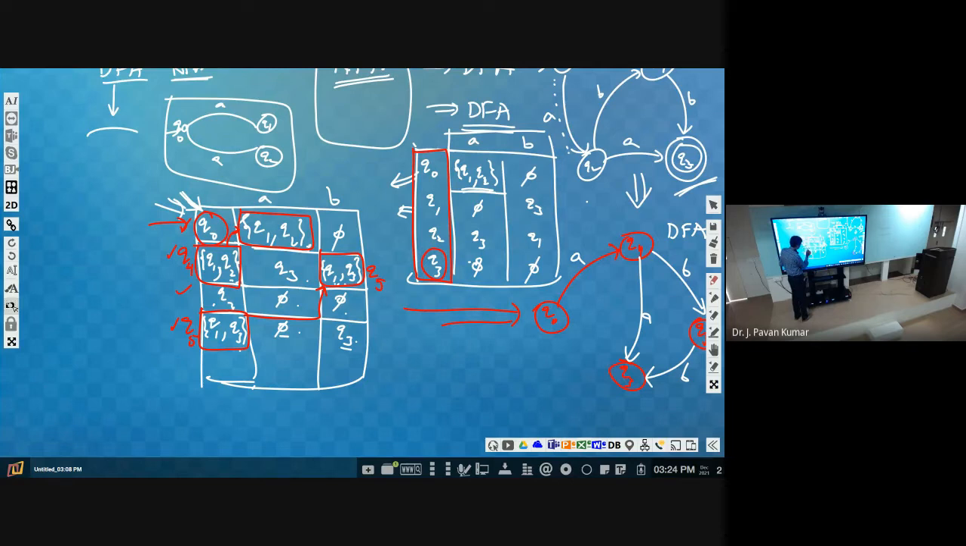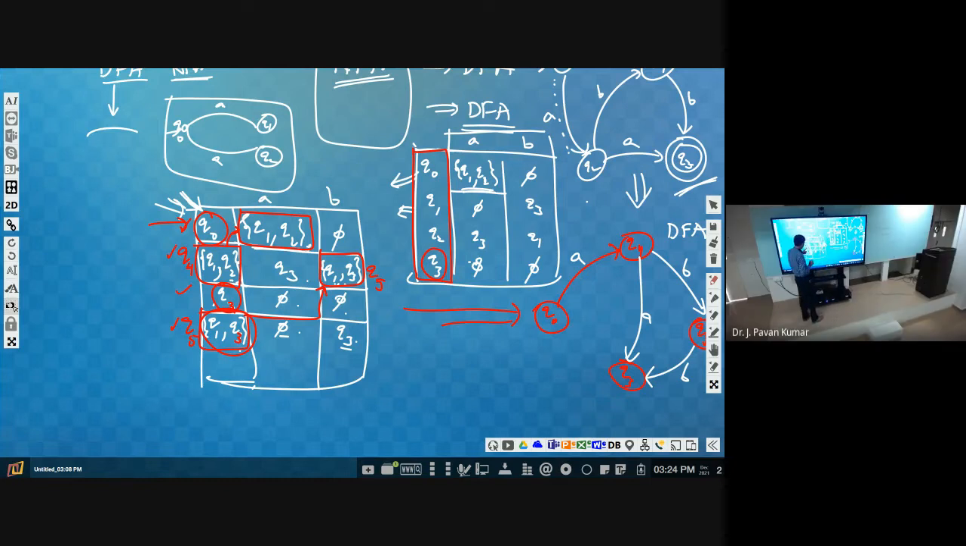Q0, Q1, Q2 and Q3 we are having here, and Q3 here as well. So whatever states we have that are final states, those will all be considered final states in the corresponding DFA. So this will be a final state and this will also be a final state. Can we have more than one final state in a finite automaton? Yes, sir, we can have more than one.